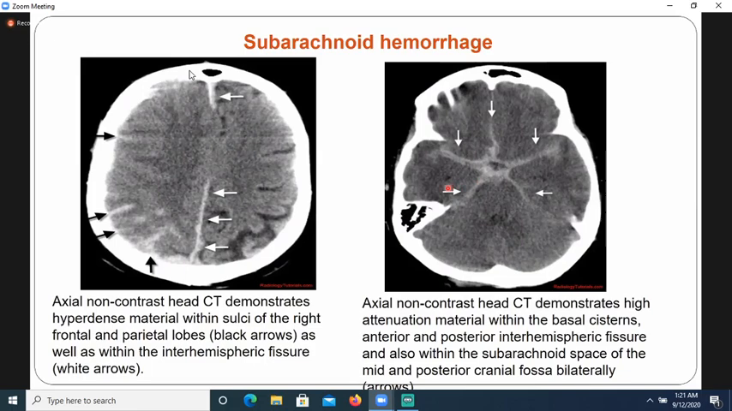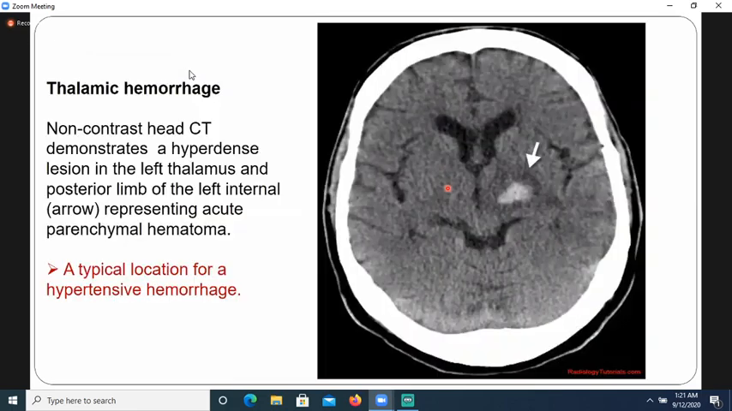Then the intracerebral hemorrhage. This is a hyperdensity within the brain parenchyma in the thalamus. So it is within the left thalamus and the left internal capsule. So this is the intraparenchymal hemorrhage, and this is the typical location for the hypertensive hemorrhage. This is another case of a brainstem hemorrhage within the pons. There is a hyperdense region.